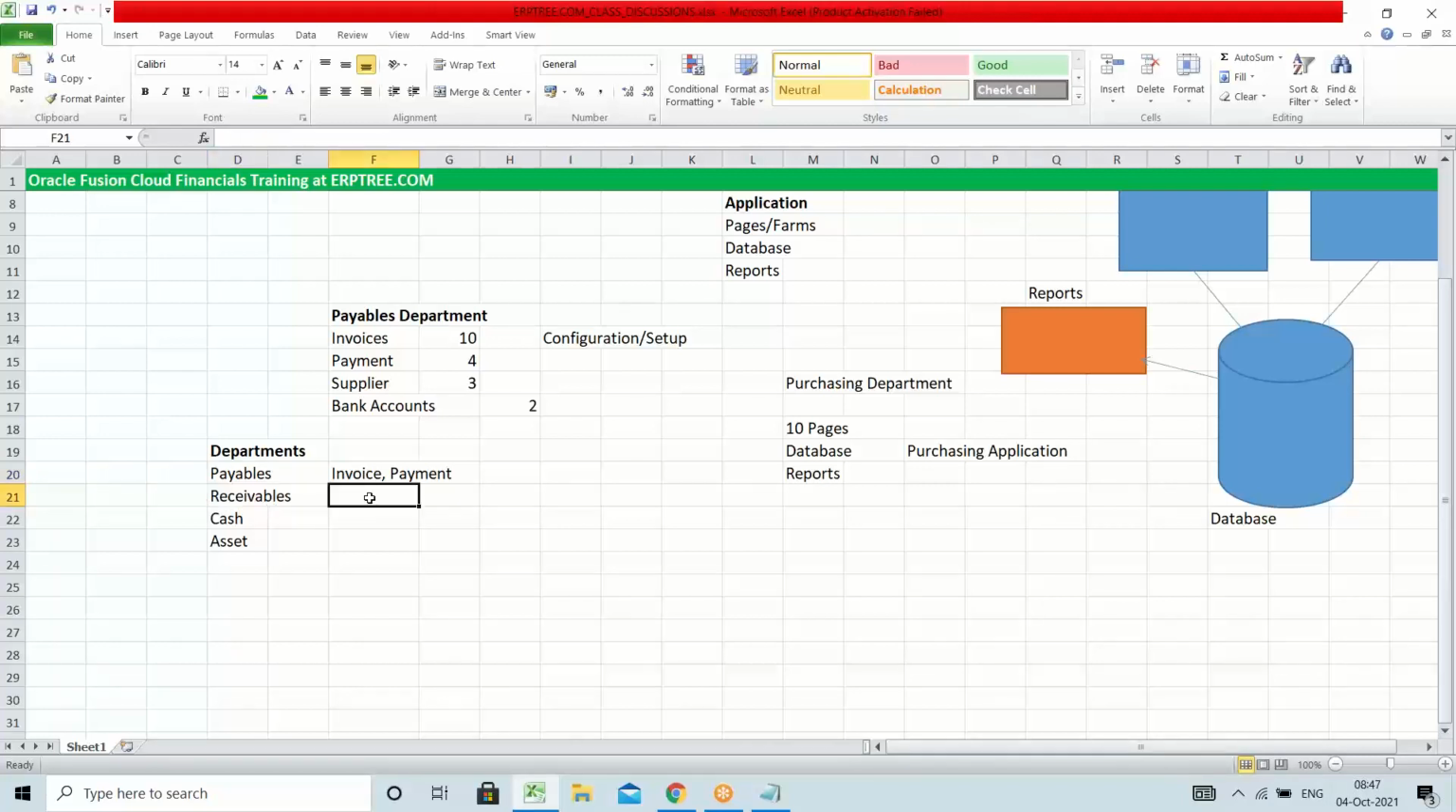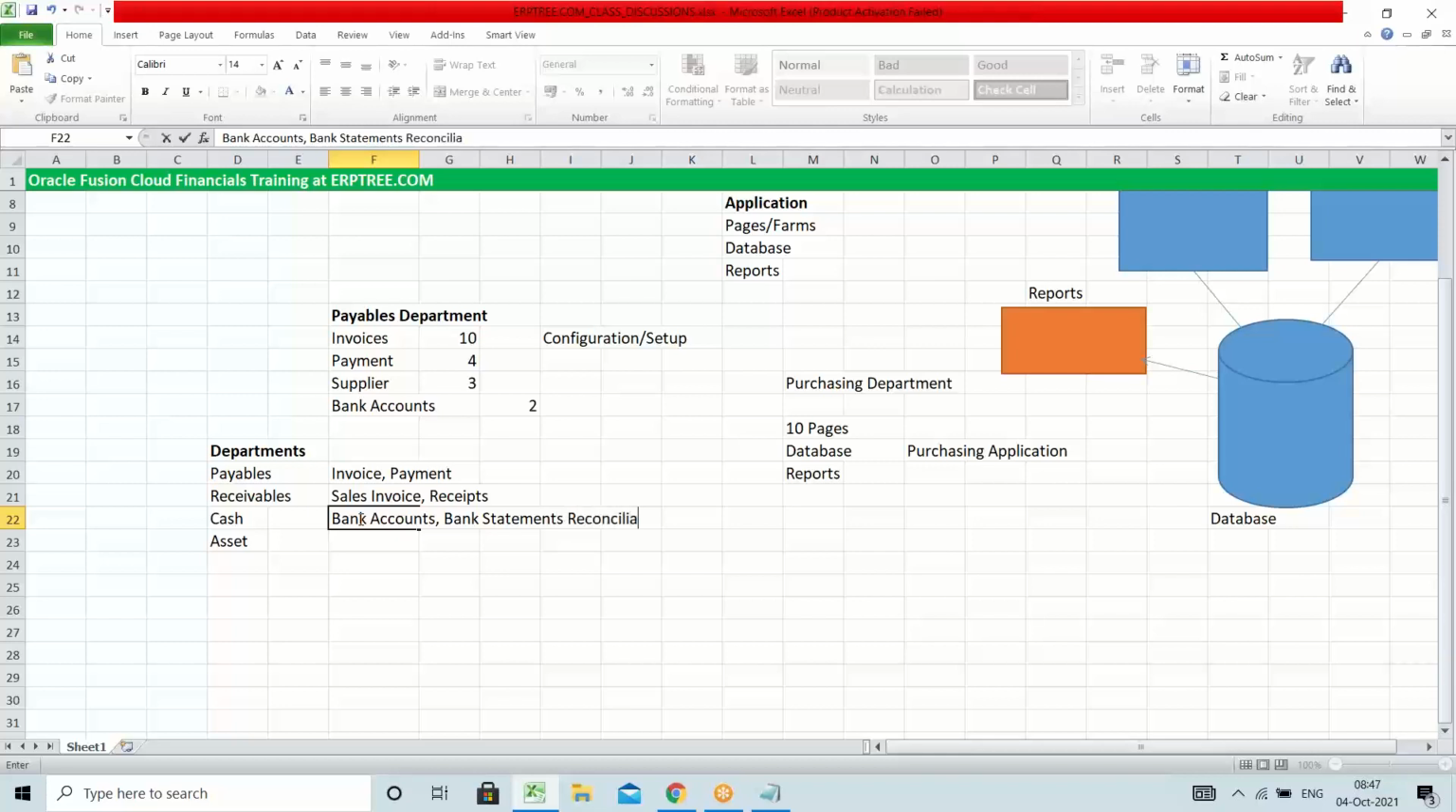The receivables department's responsibility is maintaining the sales invoices, raising the sales invoice, or you can call it billing, and customer payments, nothing but receipts. The cash department's responsibility is maintaining the bank accounts and bank statement reconciliation. And the asset department's responsibility is nothing but fixed assets.